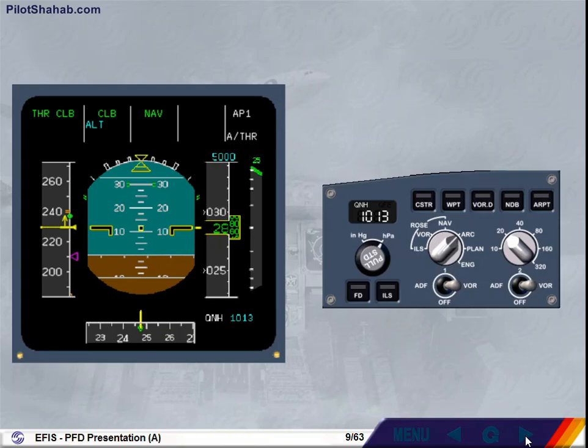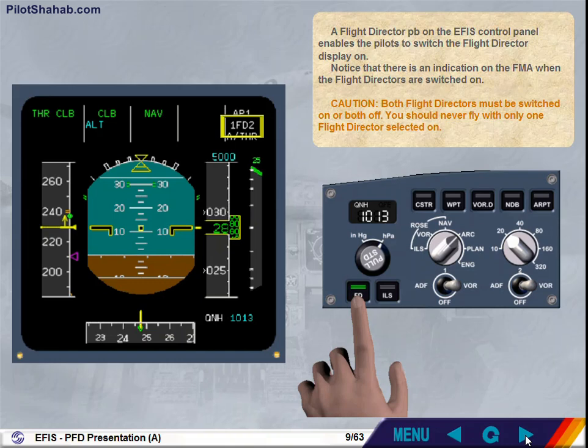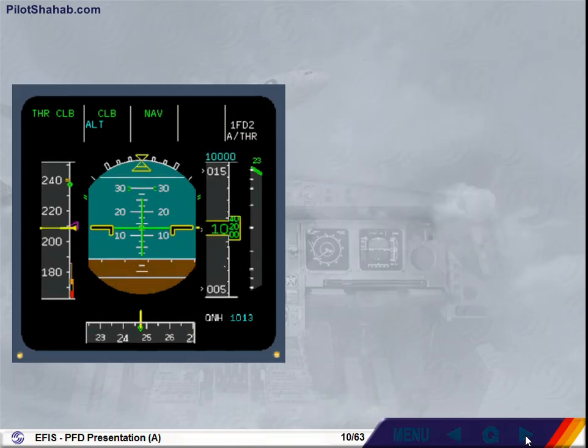A Flight Director push button on the EFIS control panel enables the pilots to switch the Flight Director display on. Notice that there is an indication on the FMA when the flight directors are switched on. Caution! Both flight directors must be switched on or off. You should never fly with only one flight director selected on. When below 2,500 feet, a digital radio altimeter is displayed. In this module, we will concentrate on the primary flight indications.